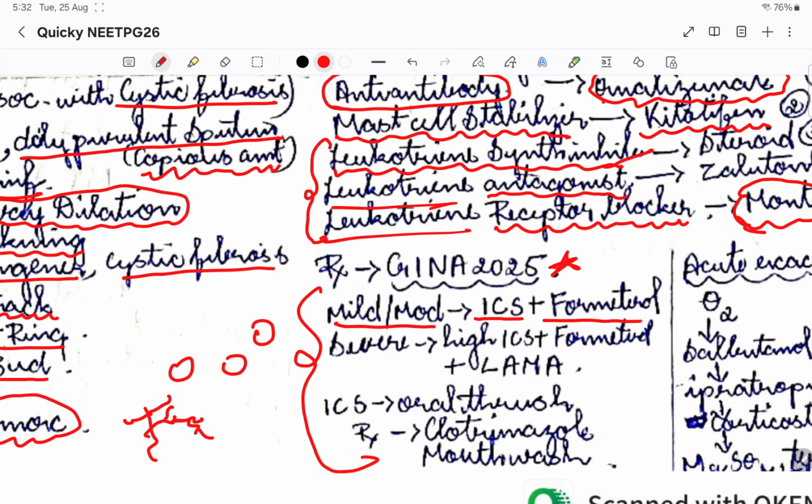and we add formoterol. You know there is an inhaler called Thorax. If you have seen the inhaler, it contains budesonide with formoterol. This is the brand name.